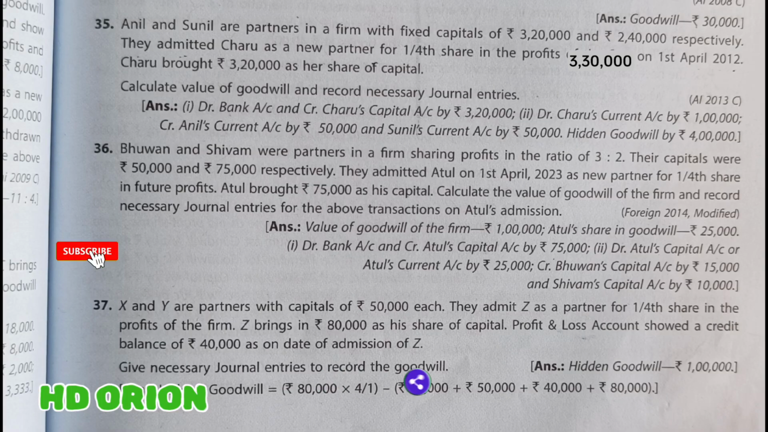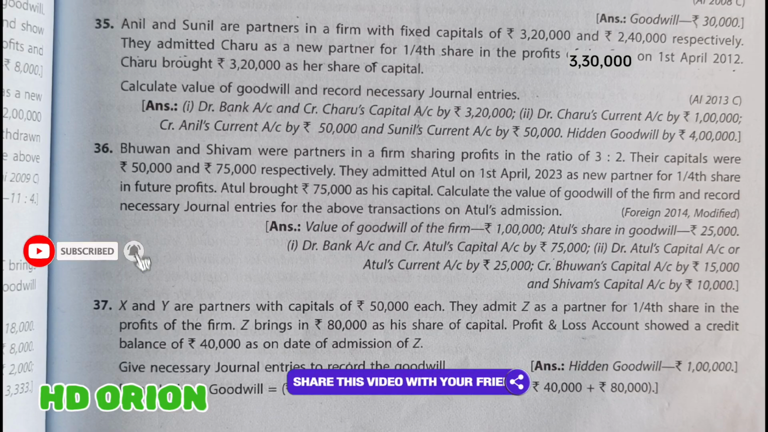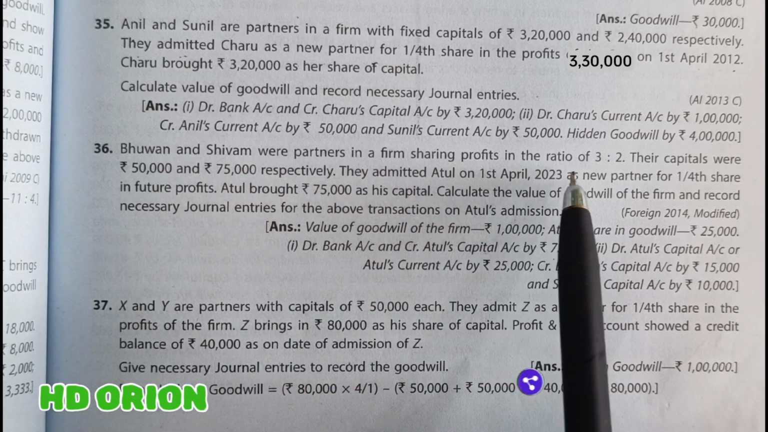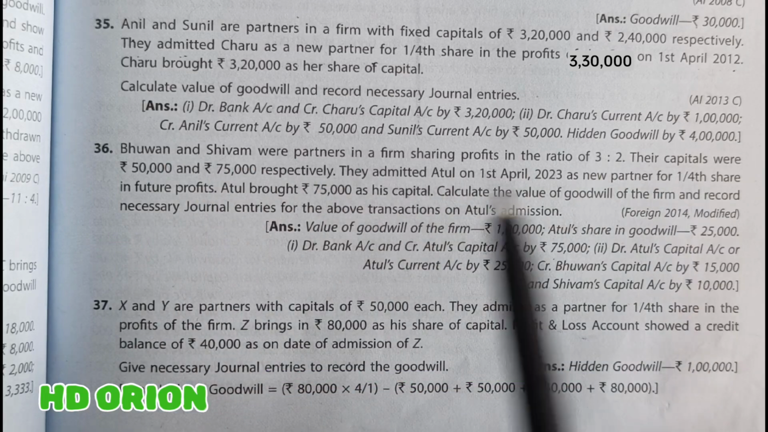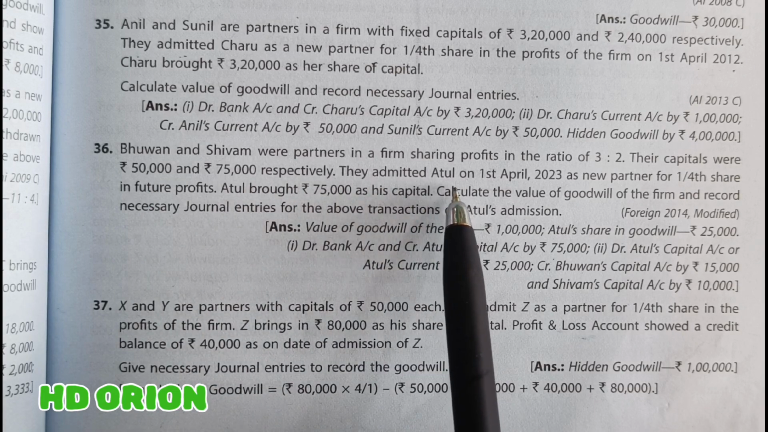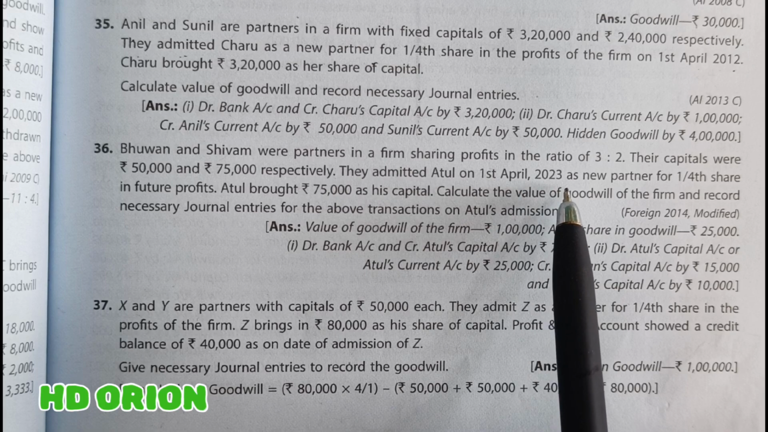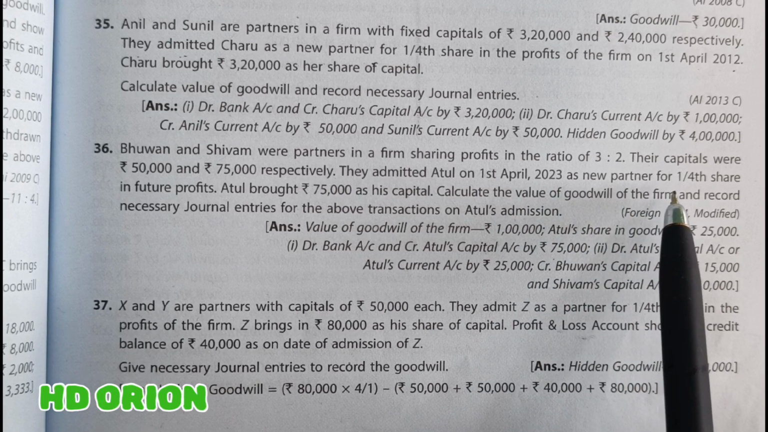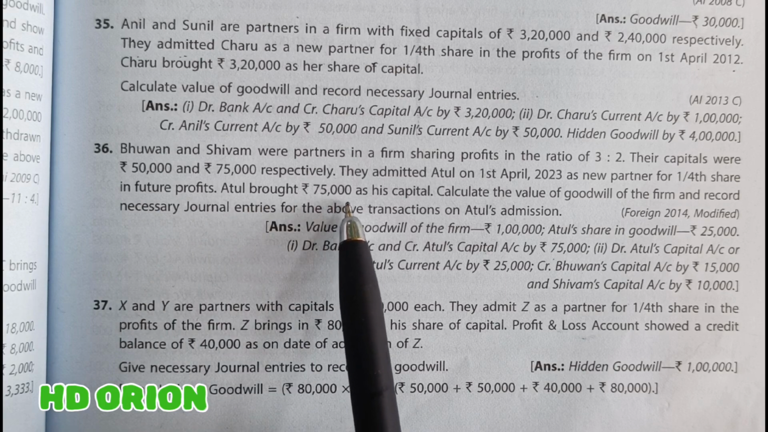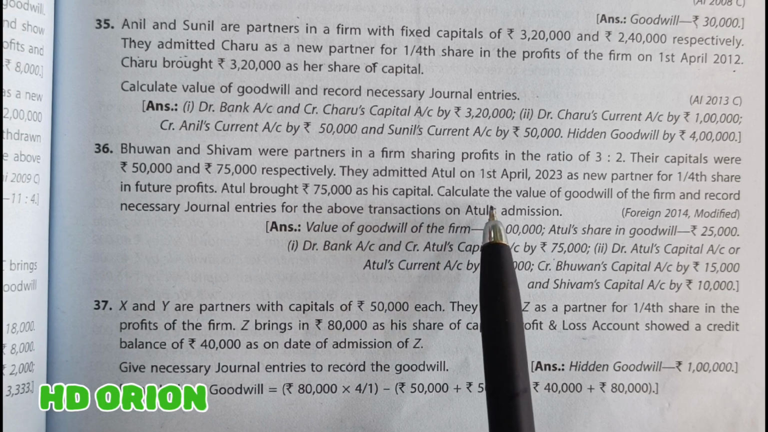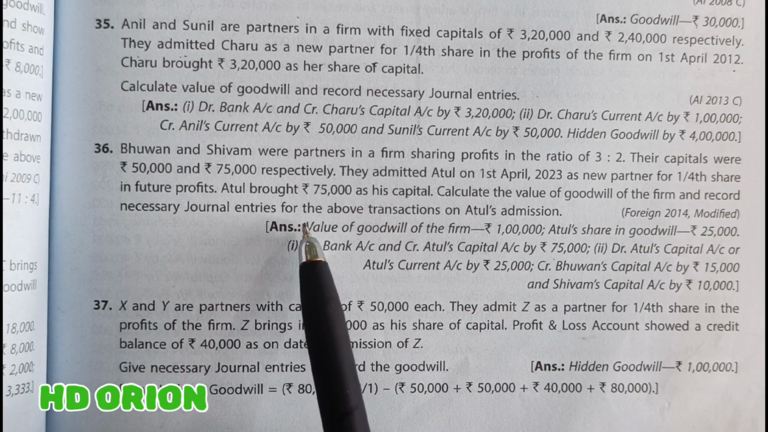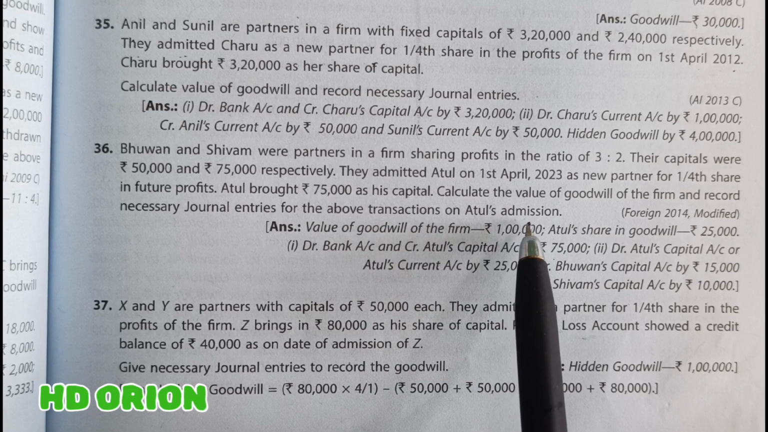Now, let us see question number 36. Bhuvan and Shivam are partners in a firm sharing profits in the ratio of 3:2. Their capitals were rupees 50,000 and rupees 75,000 respectively. They admit Atul on 1st April 2023 as a new partner for 1/4 share in future profits. Atul brought rupees 75,000 as his capital. Calculate the value of goodwill of the firm and record necessary journal entries for the above transactions on Atul's admission.